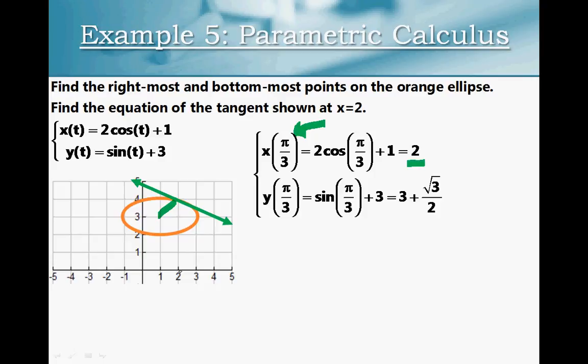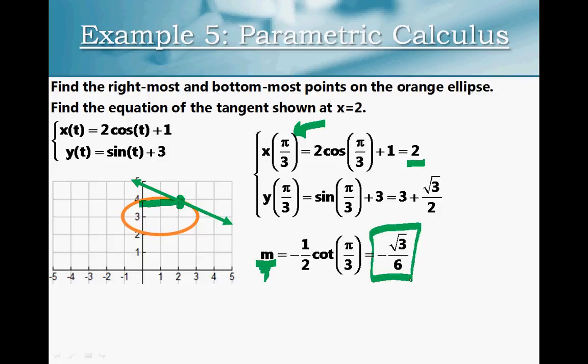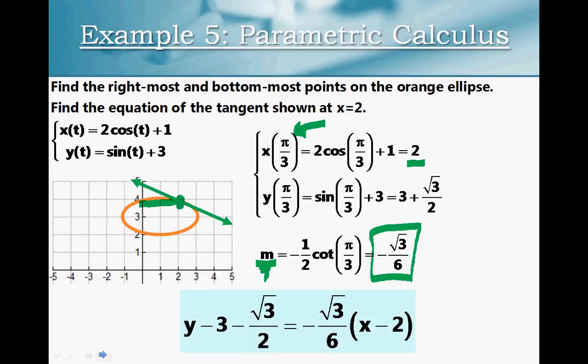You could check it and see if it makes sense. Looks like it makes sense. And then we have a y-coordinate of 3 plus root 3 over 2. Seems about right. If you take a look right here, this point, it's a little bit above 3. So 3 plus a little bit more. Seems like it makes sense. And finally, we already found the slope of the green line on the previous slide, negative root 3 over 6. So here it is all put together.